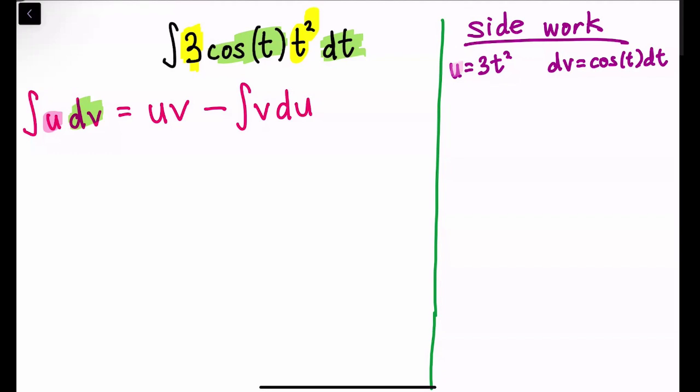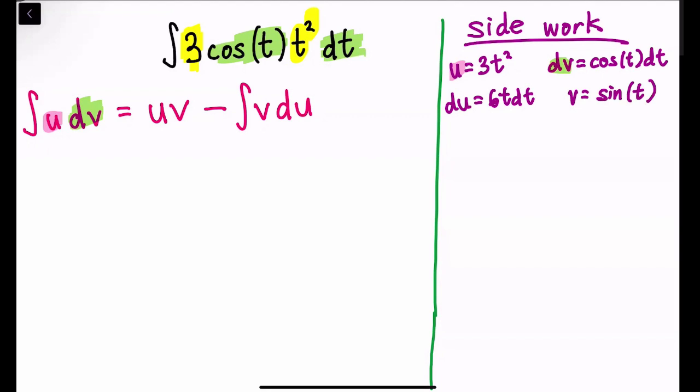Next, let's take the derivative of this u function. So that gives us du is equal to, so use the power rule, so that's 6t dt. And then next, take the antiderivative of dv, so that gives us v is equal to, so remember that the antiderivative of cosine is the sine function.